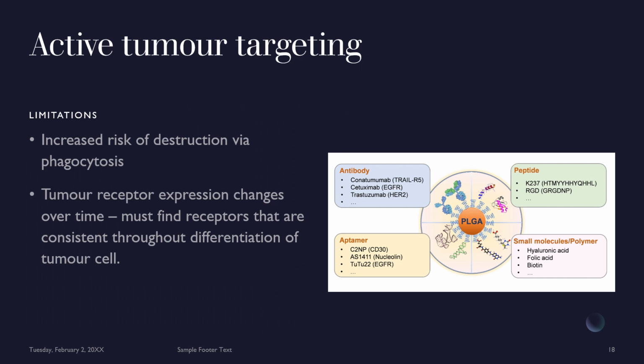Active tumor targeting works by adding ligand modifications to the surface of PLGA-based nanoparticles that can bind to specific receptors or antigens on tumor cells. However, these ligand modifications increase the risk of destruction via phagocytosis. Another issue is that tumor receptor expression changes over time.